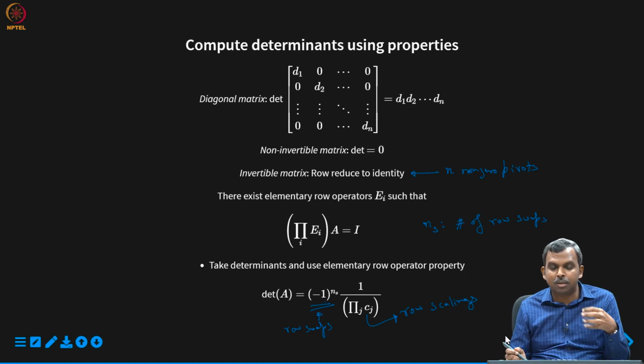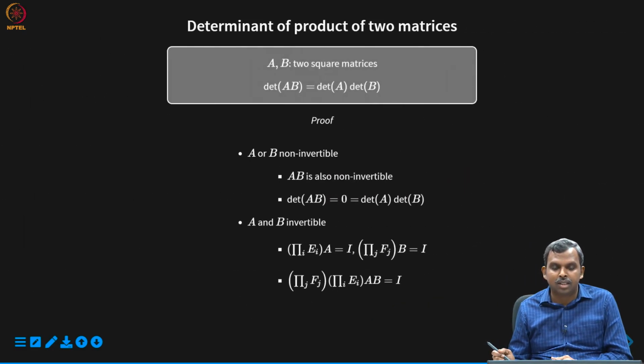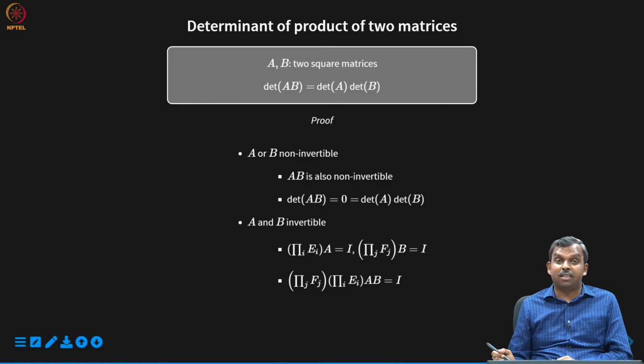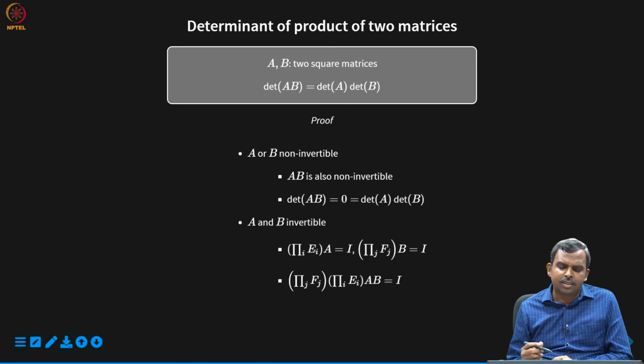So once again, using the simple properties of determinant, we're able to easily compute it for any matrix that we want. Not only this, you can do a lot more interesting things with these row operations. Here is another fantastic result that is very non-trivial and interesting for determinants. If you have two square matrices, the determinant of the product of the two matrices is the product of the determinants. Determinant AB is determinant A into determinant B. How do you prove this?